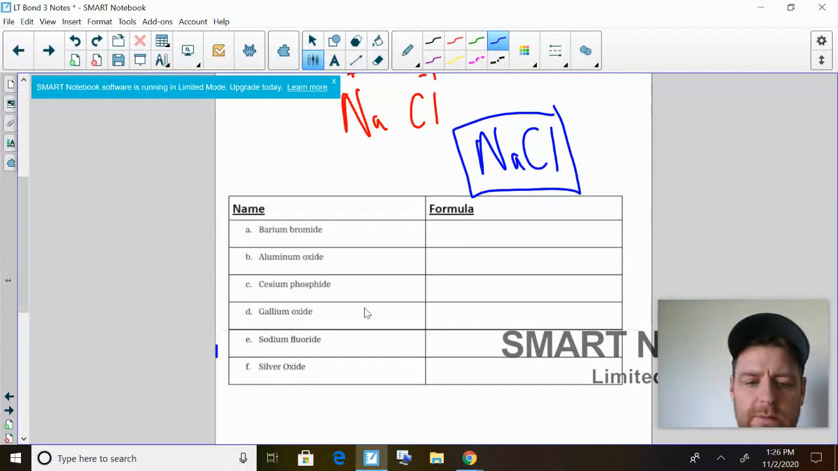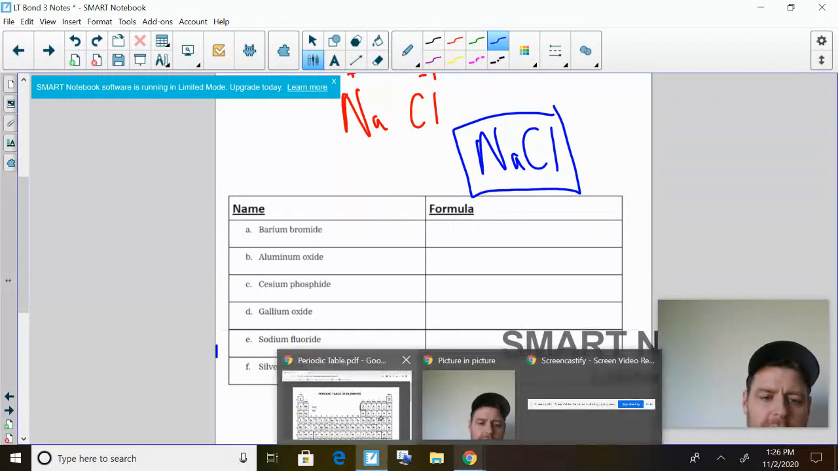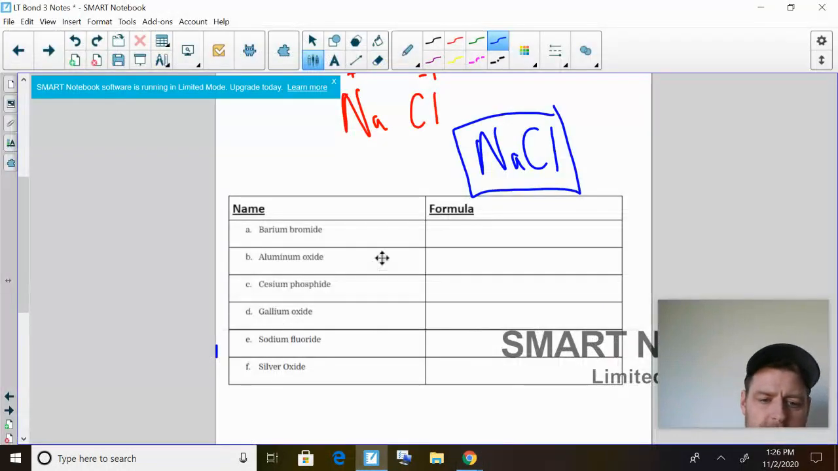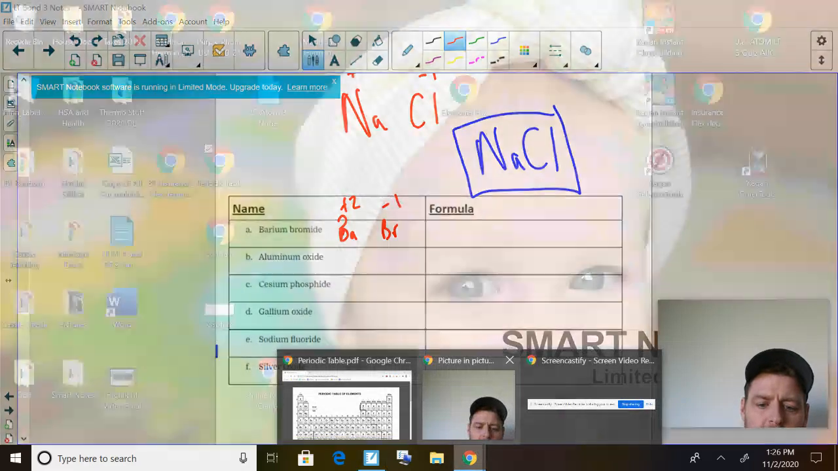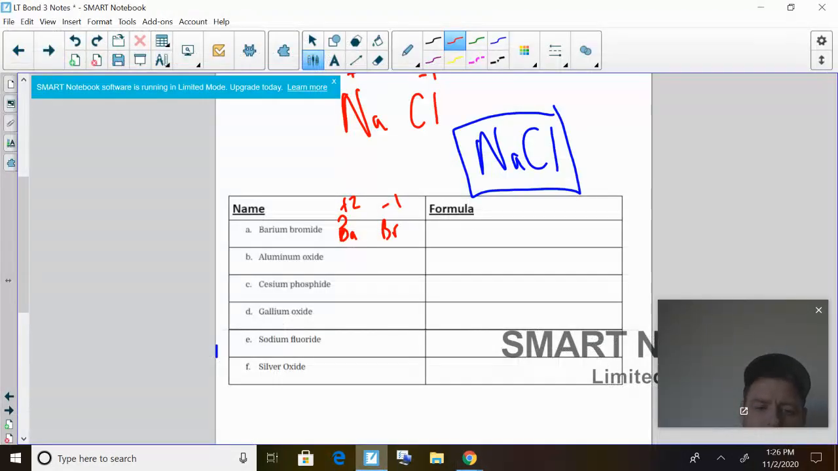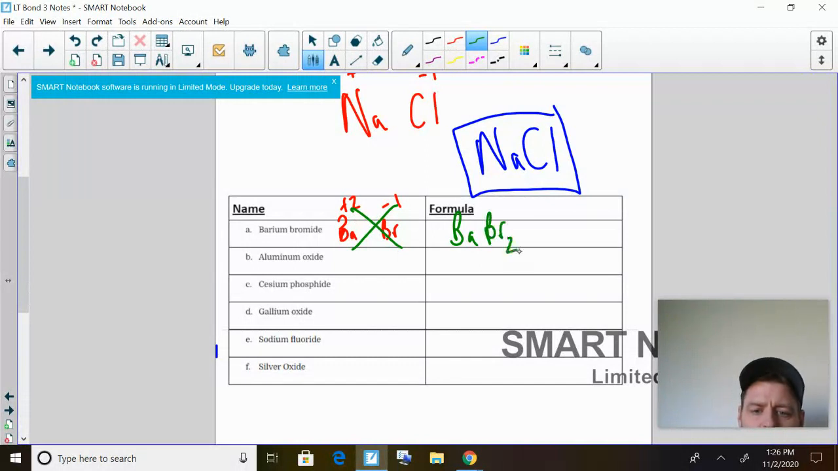Barium bromide. Okay, so I'm just gonna look at my periodic table. Barium is Ba, it's a +2, and bromine is a -1. Bromine, right here, is a -1. Okay, they're not equal, so what do we do? Crisscross. Final answer, BaBr2.